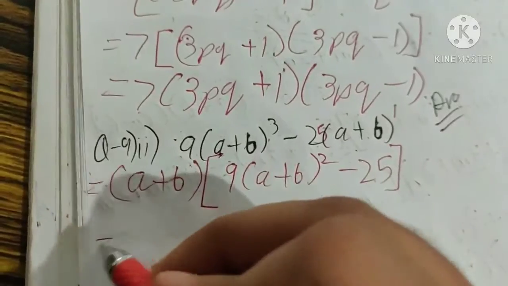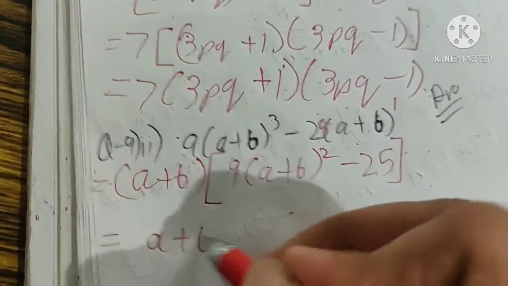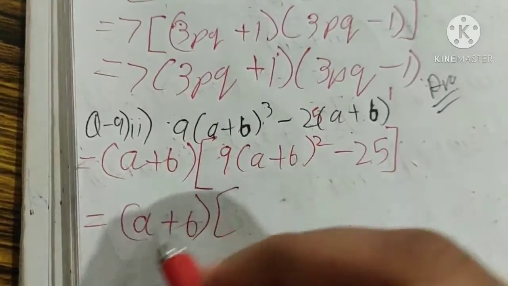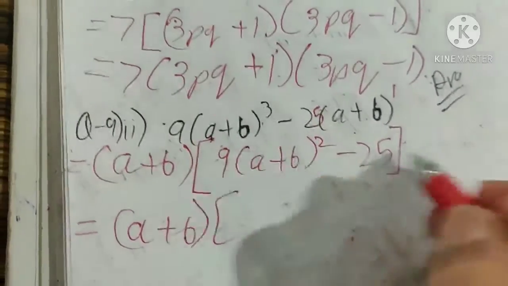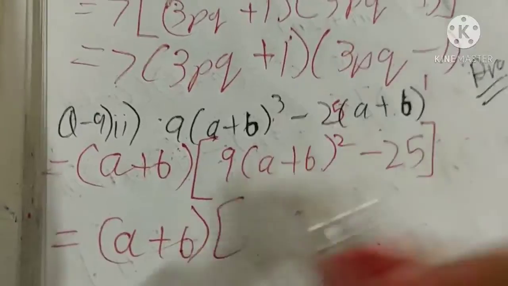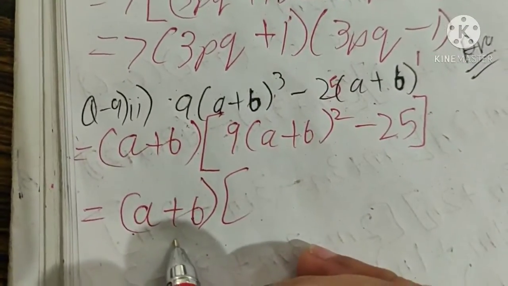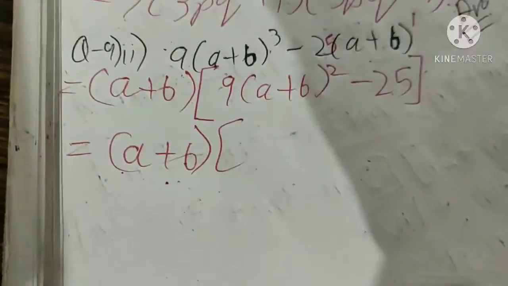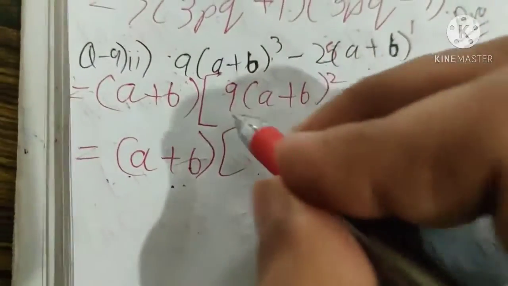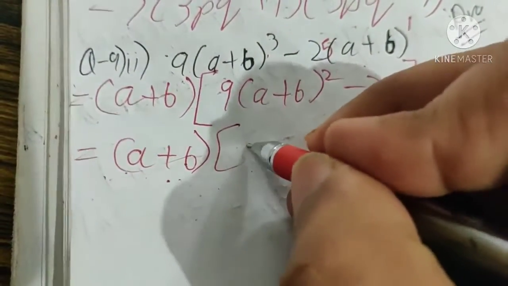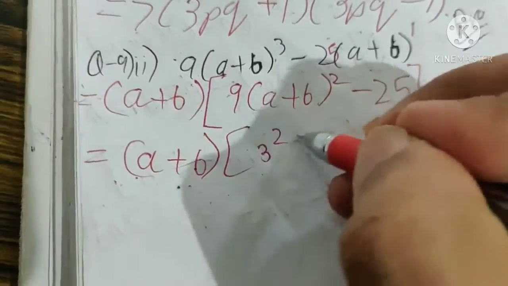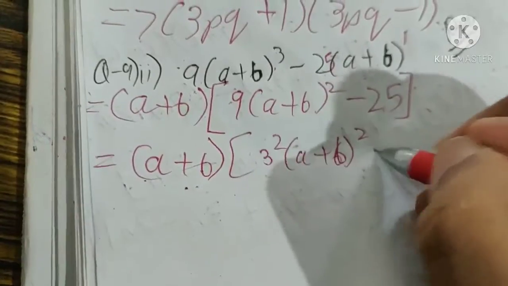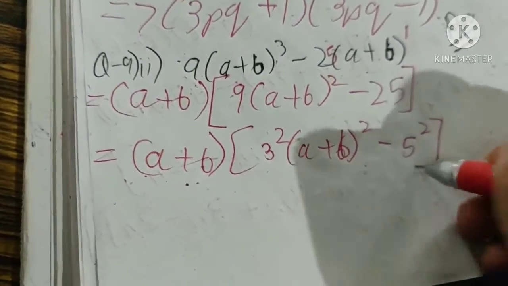Now if we move forward, there are 2 terms present inside the bracket. Are they in the form of a whole square or not? (a+b) is not a whole square; neither a is in square nor b is in square. Seeing further, this is written as 3 to the power 2 (a+b) to the power 2 minus 5 to the power 2.